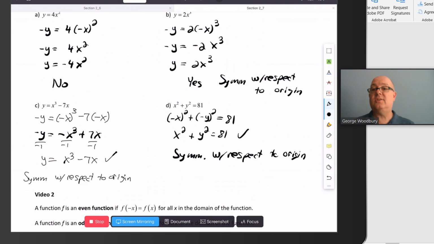All right, that is it for symmetry. In the next video, we'll take a look at even and odd functions.